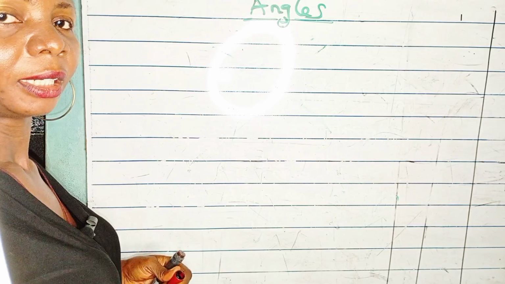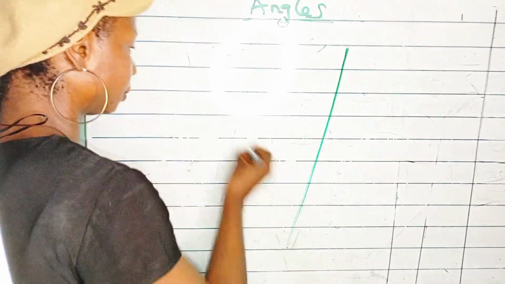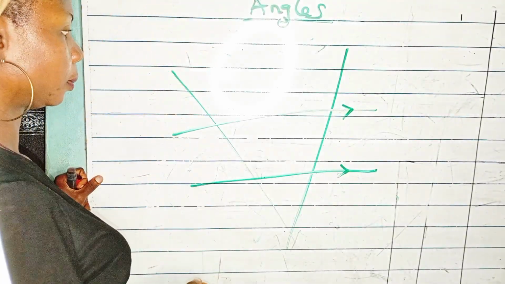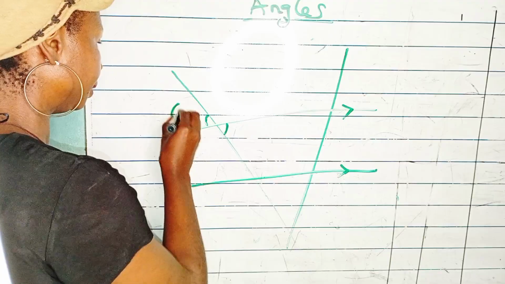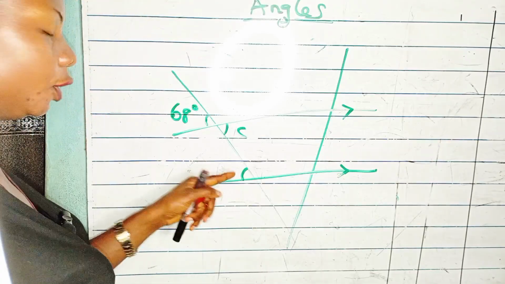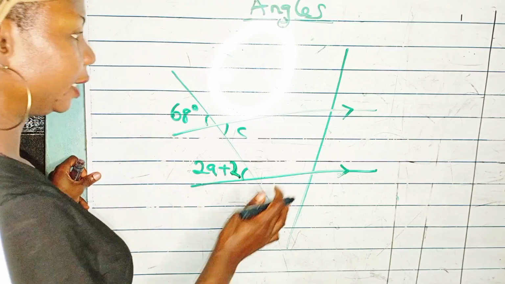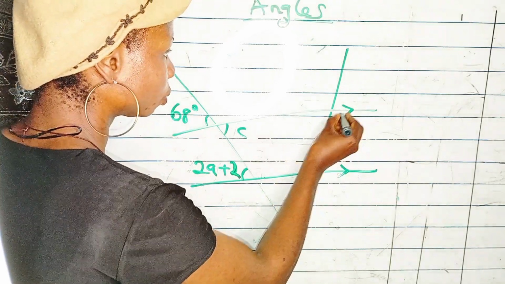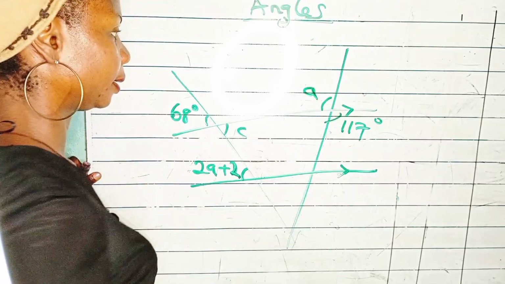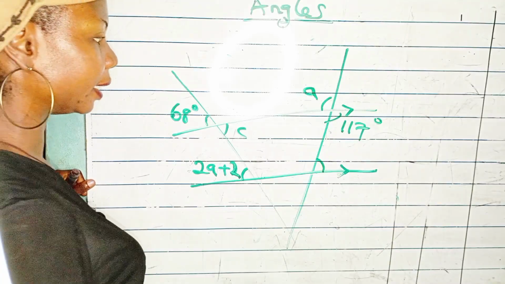So if we have a problem like this, and this is 68 degrees, you are told to find C, and the angle here, they didn't give it to you, they give it to you as 2A plus 2, and you are told to find angle A. And this very one is given here to be 117 degrees, and you are told to find angle A. And another angle is given here, and you are told to find angle B.